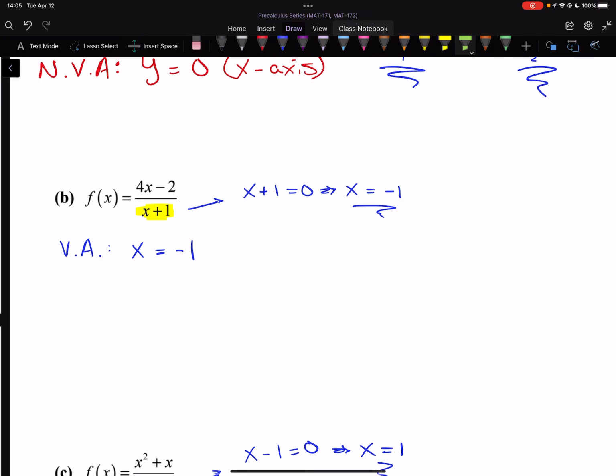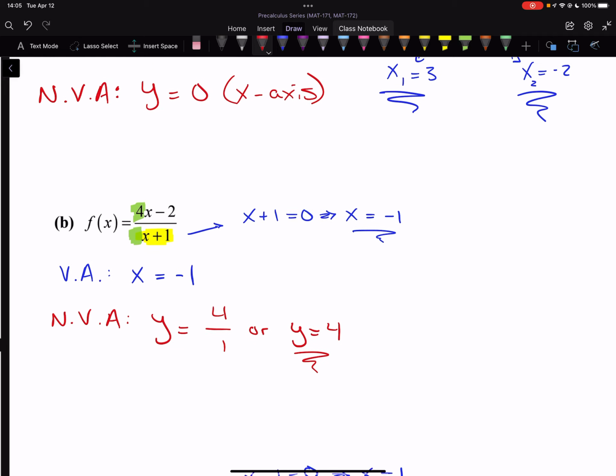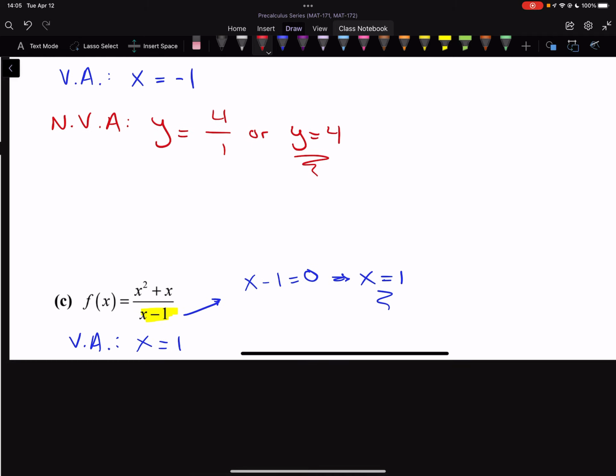All right, part B, it has a situation going on where both of those have the same degree, and the leading coefficient for the numerator is going to be 4. The leading coefficient for the denominator is going to be 1. So the equation for the non-vertical asymptote is going to be y equals 4 over 1, or just y equals 4.